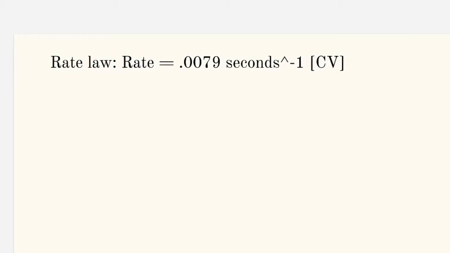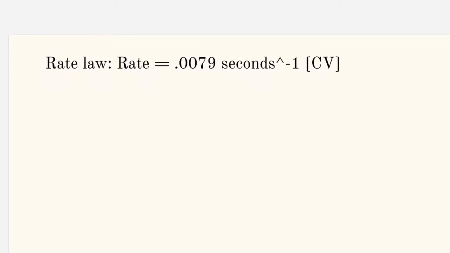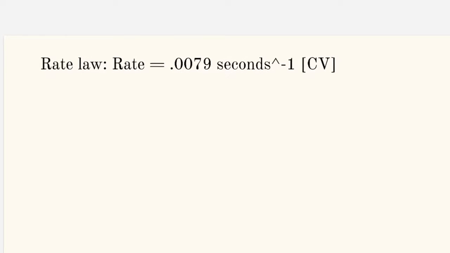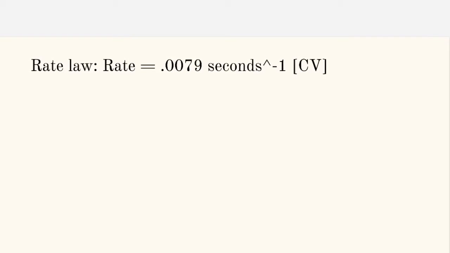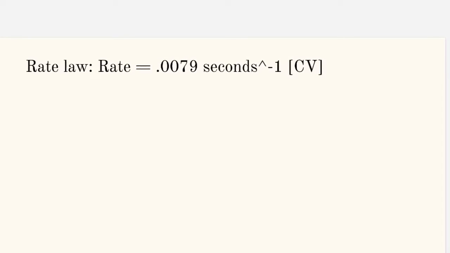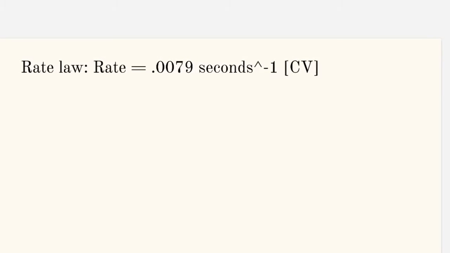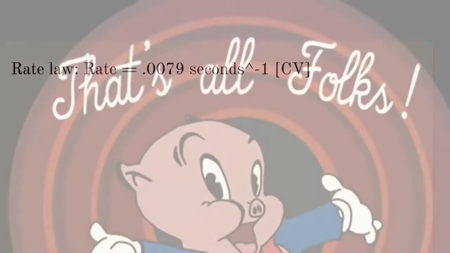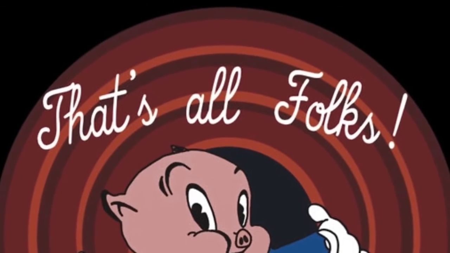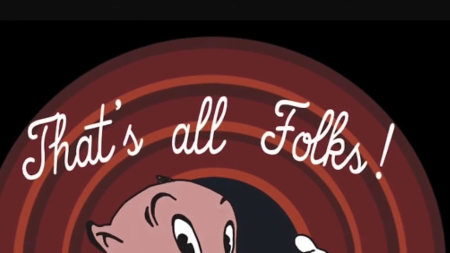Because the slope of the natural log of the concentration of crystal violet versus time graph was 0.0079, the final rate law would be 0.0079 seconds to the negative first power, our constant, times the crystal violet concentration. And that was it. The rate law of a fading crystal violet.